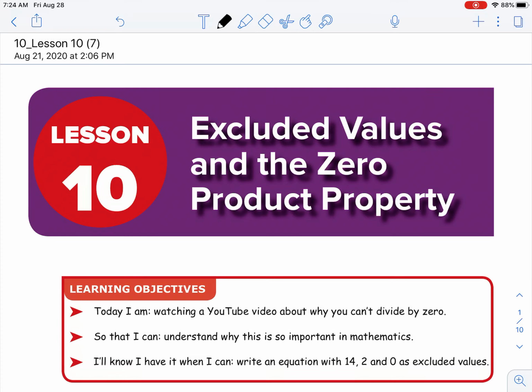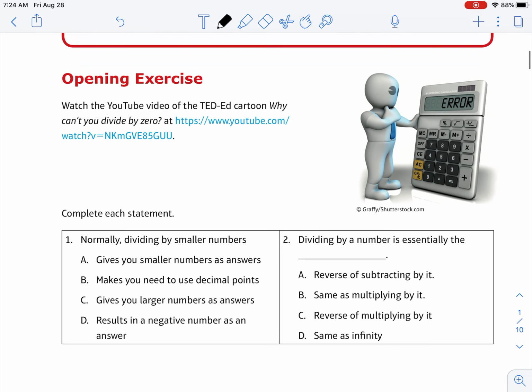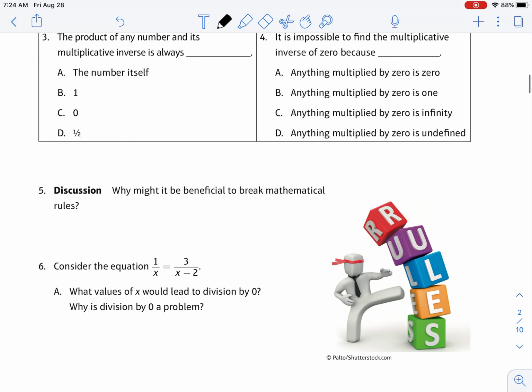Hey guys, good morning. We're going to go ahead and cover Lesson 10, Excluded Values in the Zero Product Property. We're really not going to emphasize the zero product property today in Lesson 10. We will emphasize that and teach it more in Unit 9 when we deal with polynomials. So right now I'll touch on the zero product property, but it's not going to be emphasized.